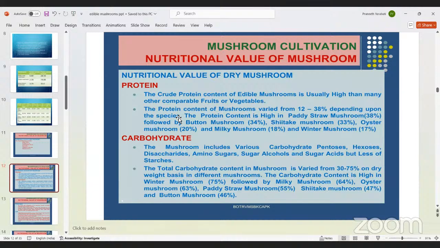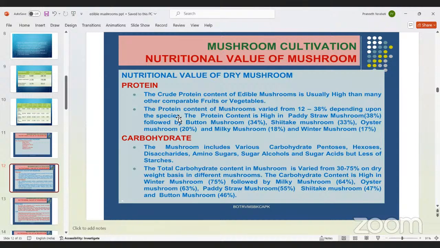The protein content is highest in Paddy straw mushroom, that is 38%, followed by button mushroom at 34%, shiitake mushroom 33%, oyster mushroom 20%, milky mushroom 18%, and winter mushroom 17%. So when we want protein diets, we can prefer the Paddy straw mushroom, which contains 38% protein.